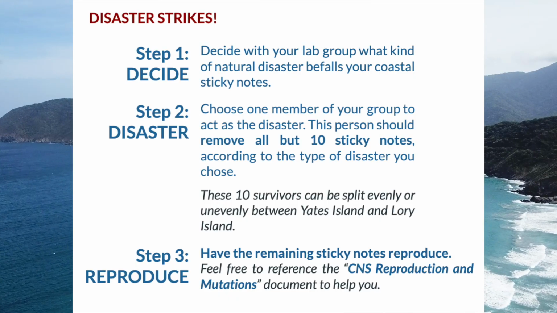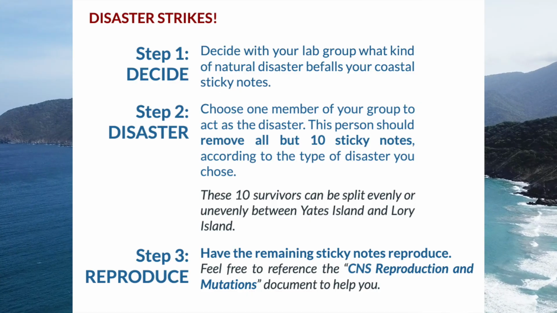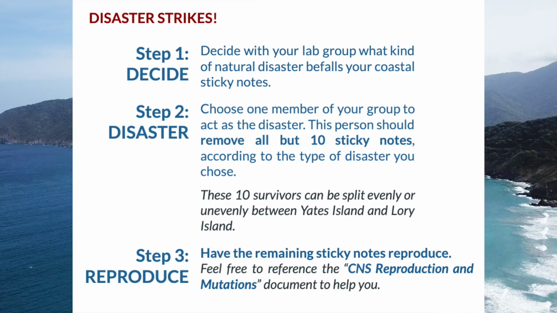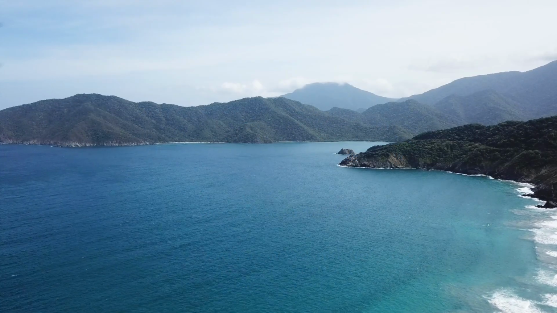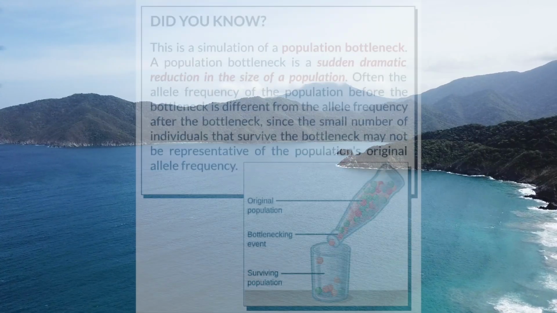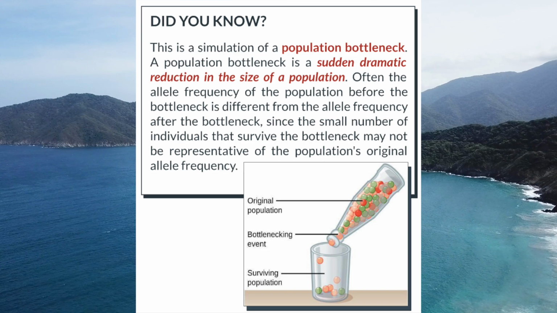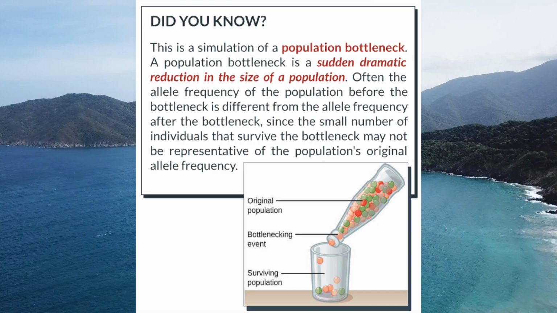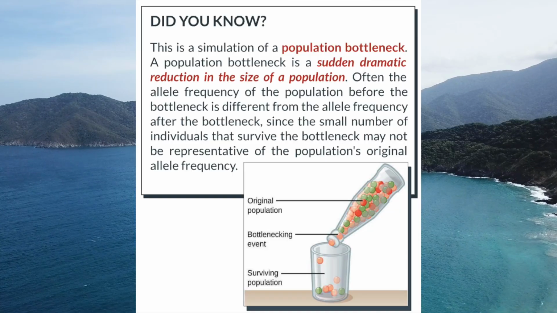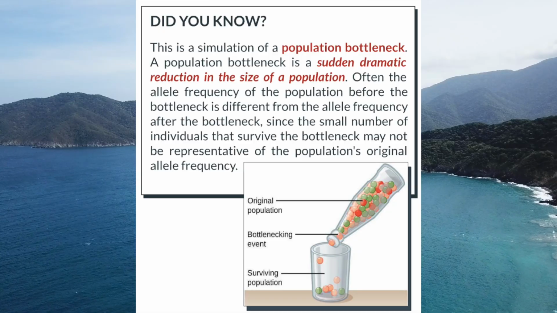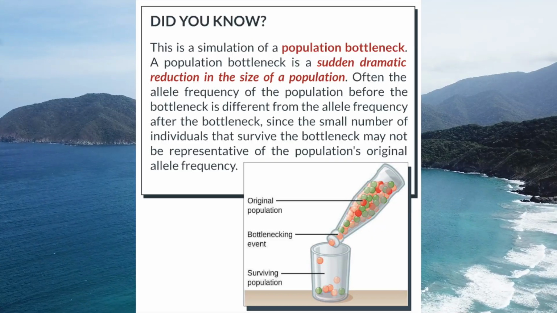Have the remaining sticky notes reproduce, follow the reference documents along with how we handle mutations, just as we have before, and make sure that you are continually, like I said before, recording allele frequencies and their changes over time, generation to generation. After this, go ahead and answer those discussion questions. Did you know this is a simulation of a population bottleneck? A population bottleneck is a sudden dramatic reduction in the size of a population. Often, the allele frequency of the population before the bottleneck is different from the allele frequency after the bottleneck, since the small number of individuals that survive the bottleneck may not be representative of the population's original allele frequency.